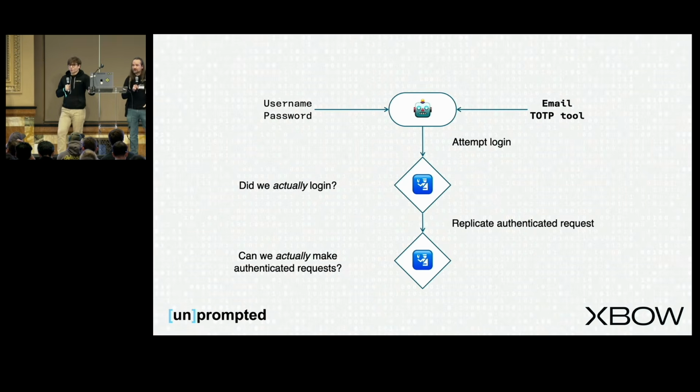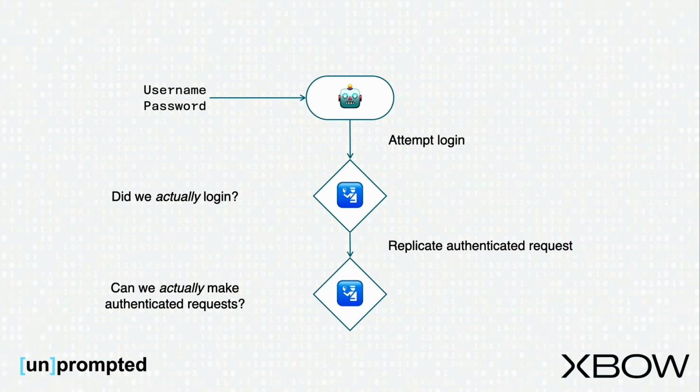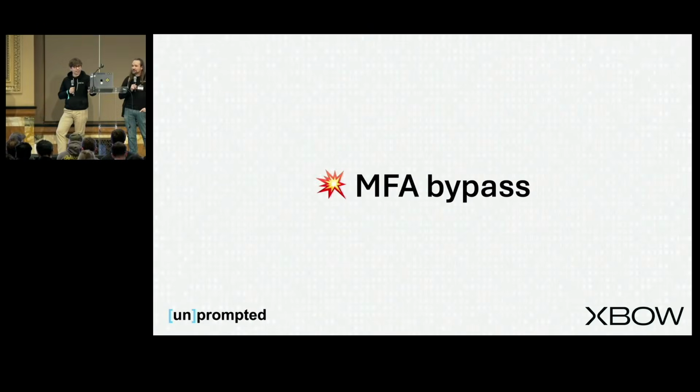We can also find MFA bypasses, because to log in on sites that require second or multiple factors, right? We need to give them access to those factors. So what we could do is simply just remove it. If the agent logs in, the validators check, boom, MFA bypass.